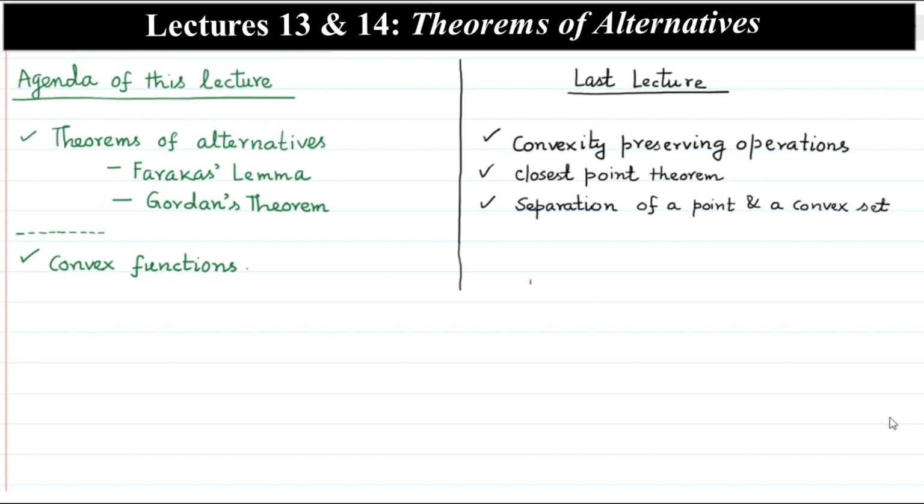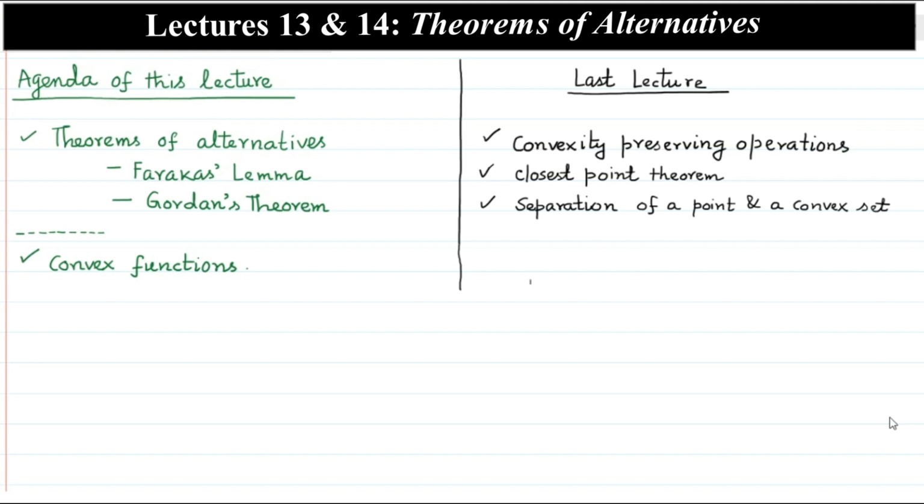We have seen that for a given convex set capital X, the affine image is a convex set, and the inverse affine image of a given convex set is also convex. We have also given two numerical examples, depending on the pull back and push forward by an affine function of a given convex set. Then later we discussed the closest point theorem or the projection operator.